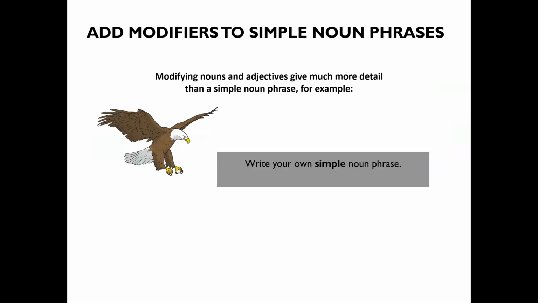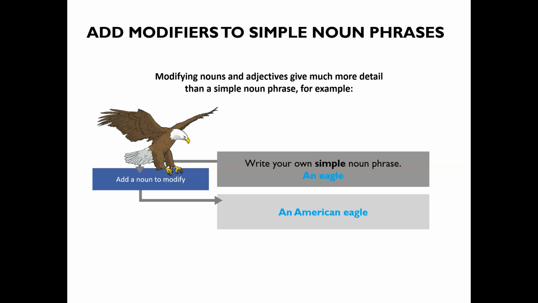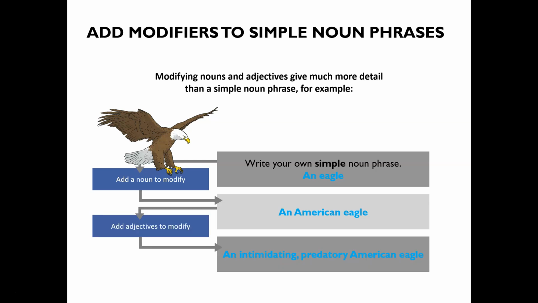Can you have a go at writing your own noun phrase? Start with a simple noun phrase and add modifiers to improve the meaning for a reader. Pause the video now and have a think. I wonder how you got on. Here's my example. I began with an eagle and I improved this by adding a noun modifier, an American eagle. Next, I added modifying adjectives and my final phrase became an intimidating, predatory American eagle.